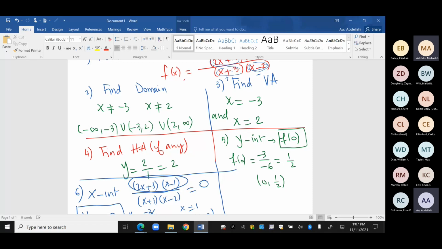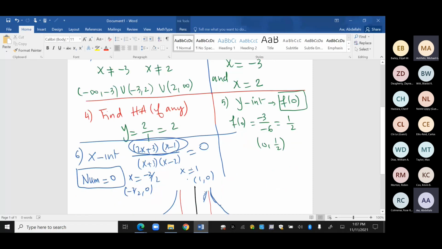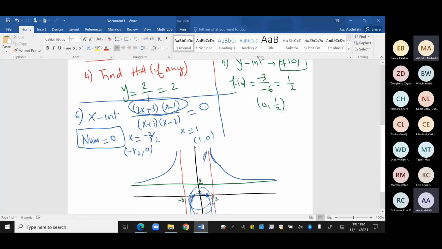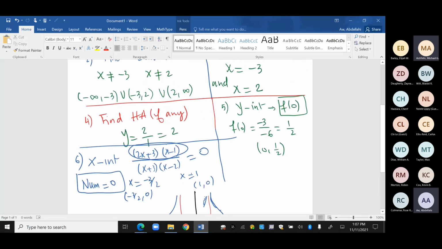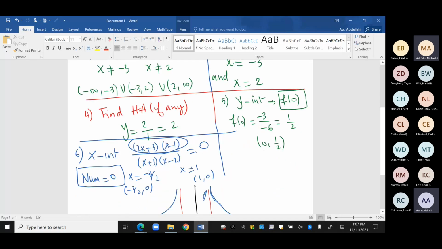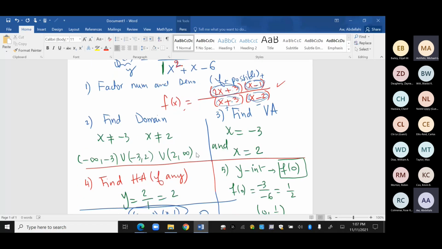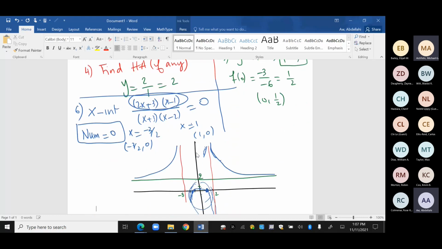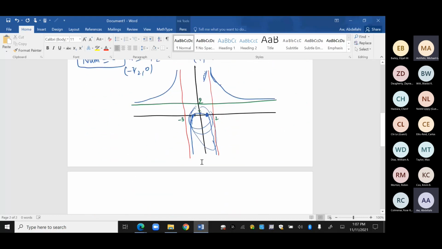The y-intercept is always f of 0, for any function, if it does exist. The x-intercept is about the numerator equal to 0. So these are easy calculations in the test. In any test, these 5 questions are easy calculations. Now for the graphing part, I repeat, I will not insist on that because we just don't have the tools.